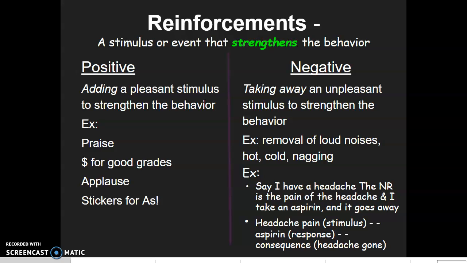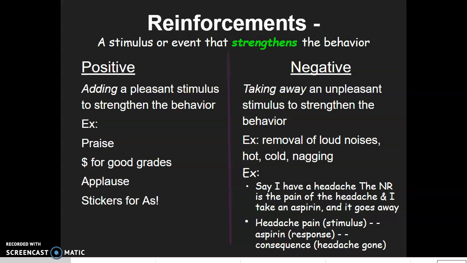So with a positive reinforcement, you're going to add something pleasant, a pleasant stimulus, to strengthen the behavior, to get the behavior to be repeated. So, you know, getting praise or a high five, or if you're lucky enough, your parents give you money for good grades, or applause if you're in a play, those kinds of things. I used to give stickers for A's. That's positive reinforcement.